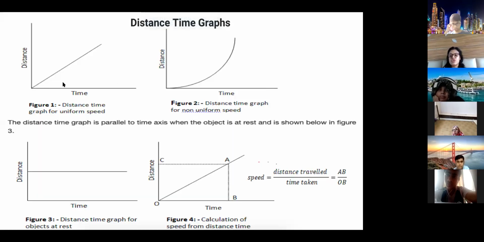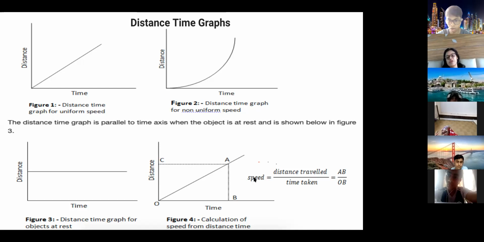So this I just showed you in your book. An inclined straight line is uniform motion or uniform speed. A curved line means the speed is increasing, but it is a non-uniform speed. A horizontal line parallel to the time axis means the object is at rest. It is not moving. And how to find speed from the distance time graph when it is a straight line. Here the object is at rest, so you will say speed is 0.